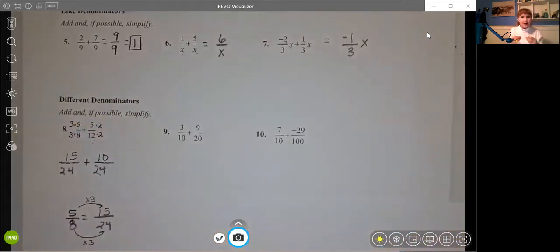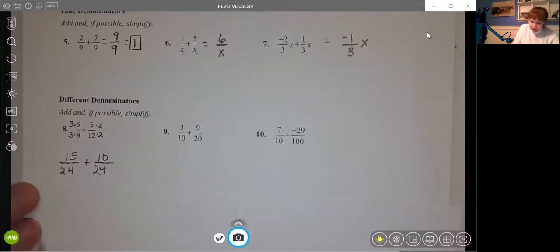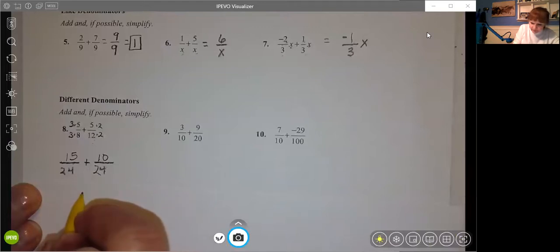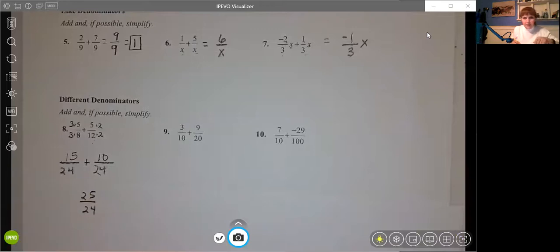Now I have the same size pieces. They're 24ths. They're real little. It takes a lot of them. So now I can go ahead and add my numerators. And when you add the numerators, you're going to come up with 25 over 24. And for right now, we're going to leave it. We're not going to make it a mixed number. We're going to leave it 25 over 24. So we got a few steps here, but I think you guys will be good.